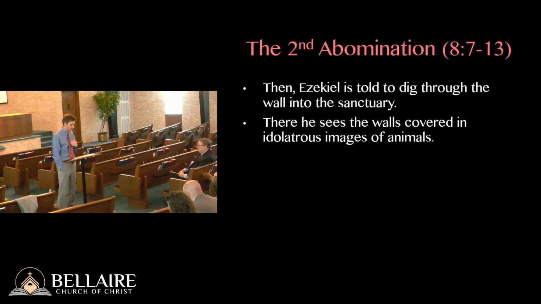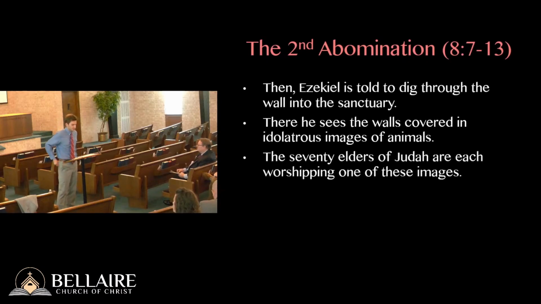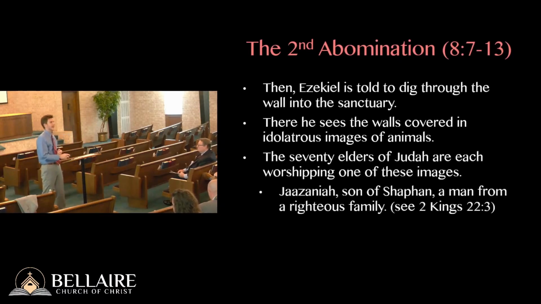So this one now, the wall of the sanctuary, the temple, is covered with the idolatrous images of animals. You're familiar with the animal images in paganism. And 70 elders of Judah, we mentioned the elders earlier, are worshiping these images. It's as if each one has his own little space with his own little idol that he's worshiping in the temple sanctuary. And among them, a guy named Jazaniah, the son of Shaphan.